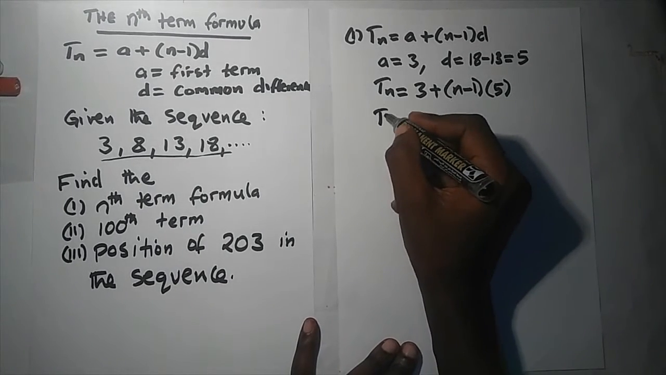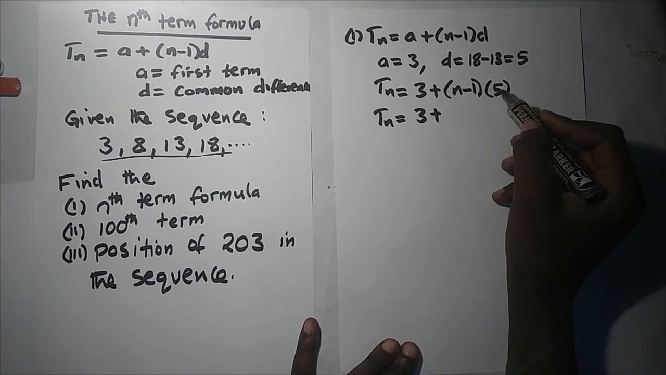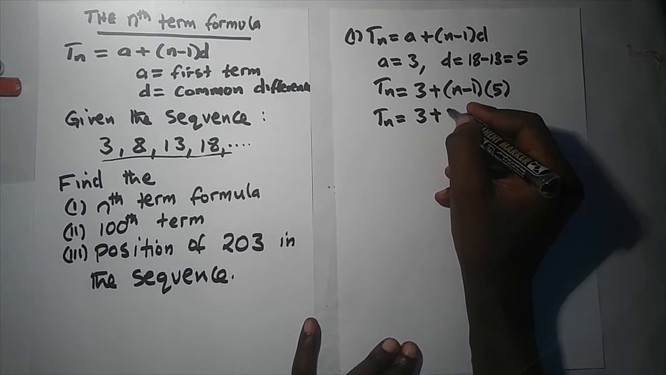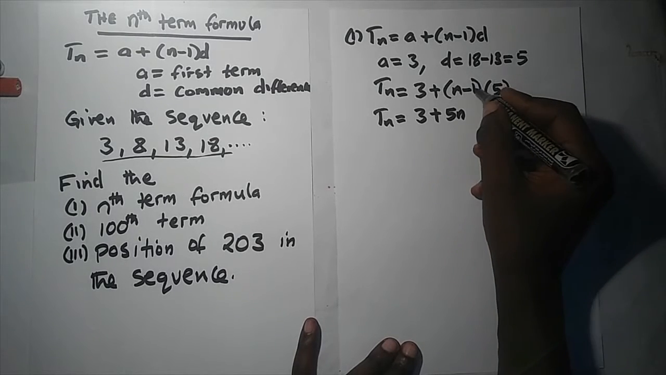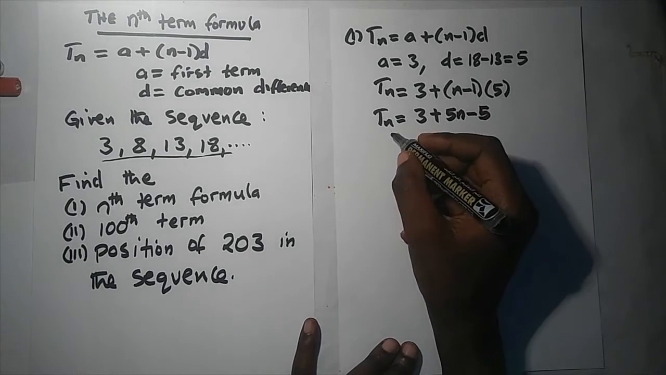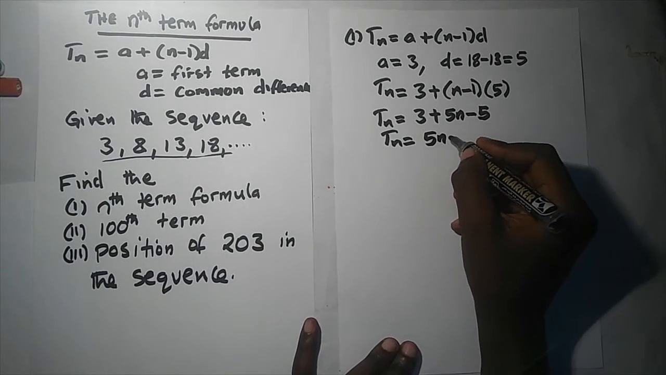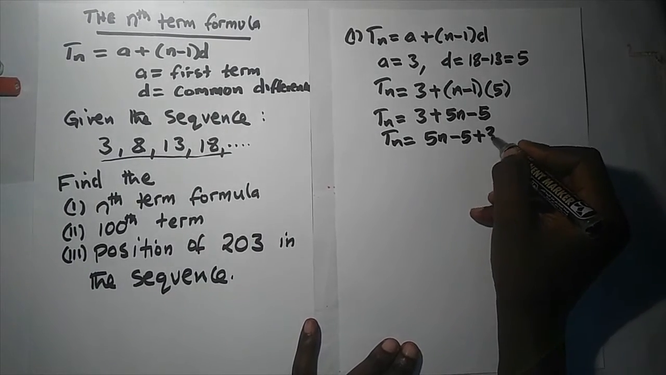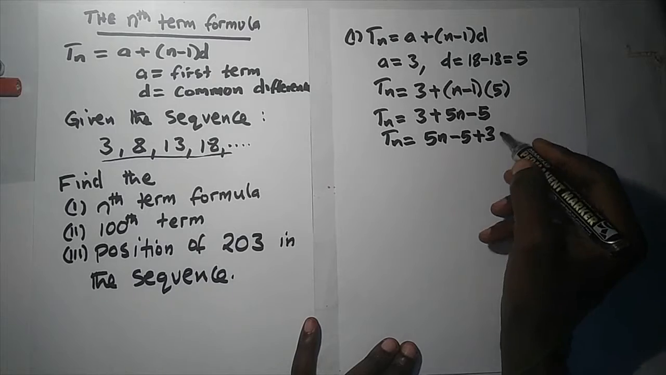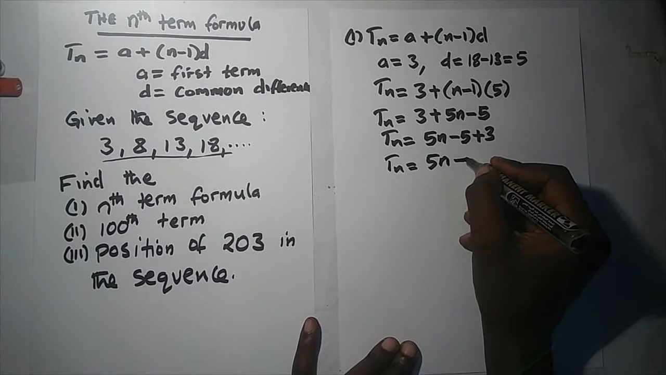Then we are going to have Tn, the nth term, equal to 3 plus, and then we can expand the brackets. We multiply 5 times n, which gives 5n. 5 times negative 1 gives negative 5. Then we can collect the like terms: Tn = 5n - 5 + 3. The 3 moves this side, and the sign does not change because the 3 does not cross any equal sign. So we are going to have Tn = 5n - 2.